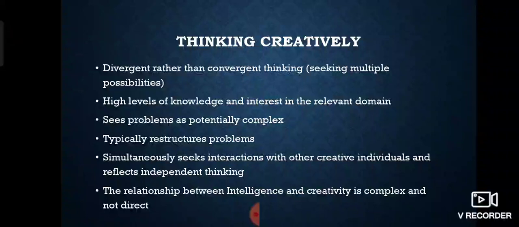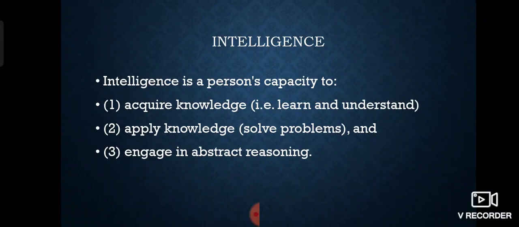Now, let's talk about intelligence. Intelligence is a person's capacity to acquire knowledge, apply knowledge, and lastly, engage in abstract reasoning. When you acquire, you learn and understand the topics, and by understanding that, you are able to apply it by solving problems, and engage in abstract reasoning.